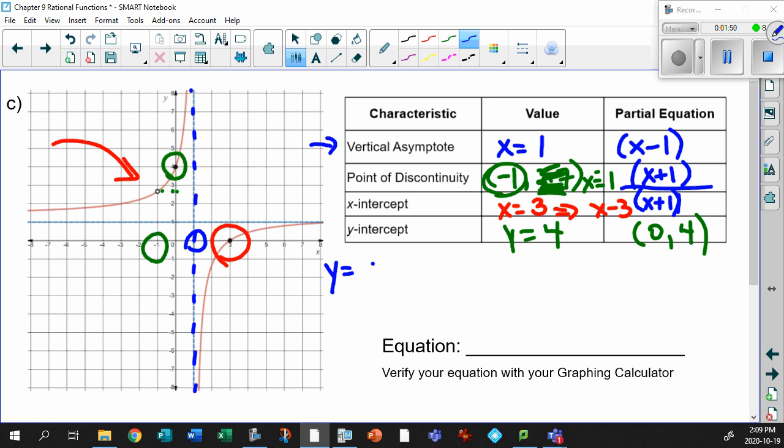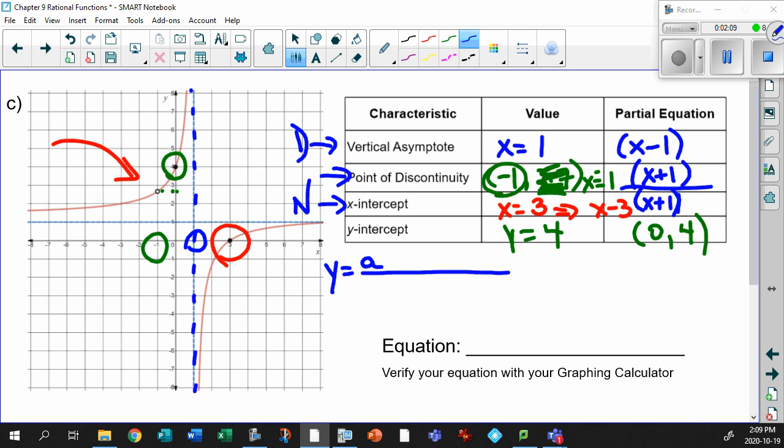Y equals, don't forget the a value. Now, look at your numerators, okay? Remember, your vertical asymptote is in the denominator. Your x-intercept is in your numerator, and point of discontinuity is in both. Got it? Okay, x-intercept first.